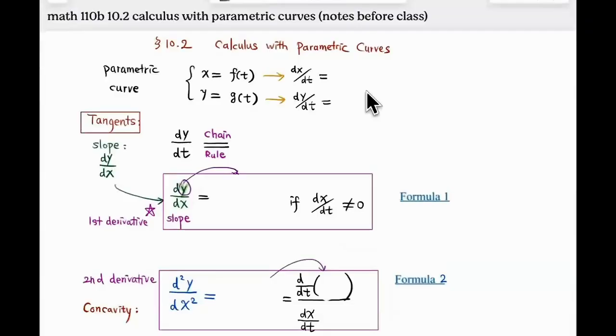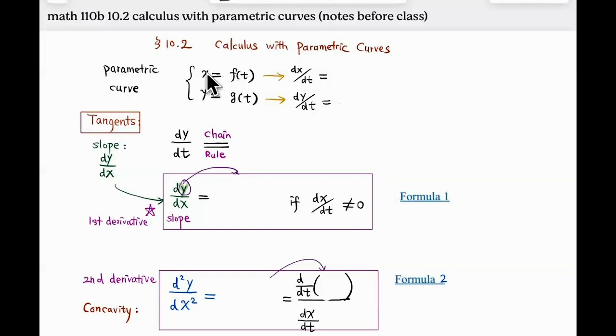So 10.2, we're going to do some calculus with parametric curves. Last time we talked about parametric curves, right? If you define x and y as functions of a variable t, then the graph of this is going to be a parametric curve, right? Today we're going to do some calculus with it. For example, we want to find the tangent line of this parametric curve, and see the area under the parametric curve, etc. First of all, we're going to derive the formula, to see how the formula comes out.